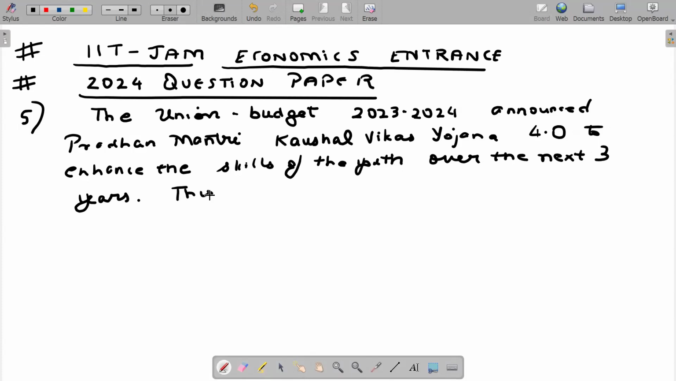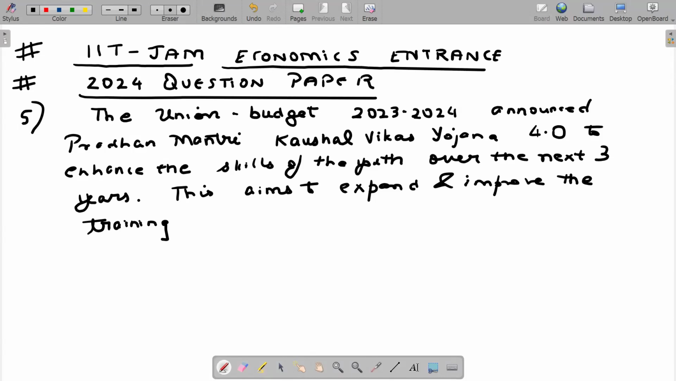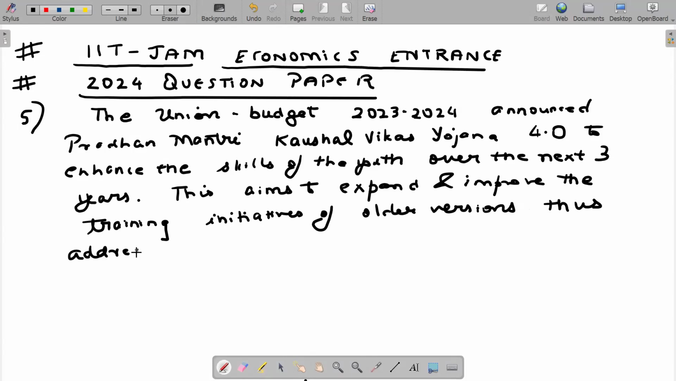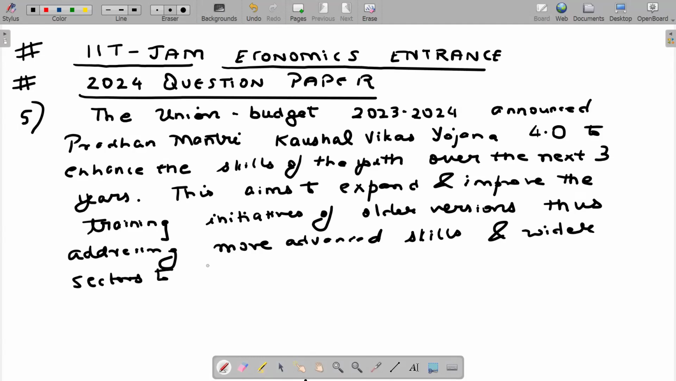Okay, so this aims to expand and improve the training initiatives, how to better train the youth to enhance their skills. So this aims to expand and improve the training initiatives of the older version, or I can say the previous versions, thus addressing more advanced skills and wider sectors to meet the evolving demands of the economy.